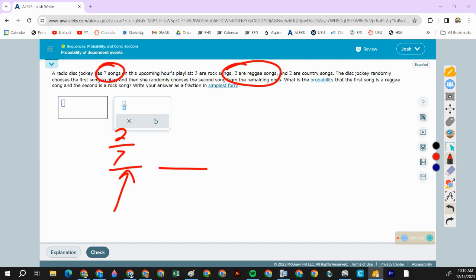Does the selection of song number 1 influence the selection of song number 2? Yes. They're not going to play the same song twice. So for the second song to be a rock song, there are 3 of those, and now instead of 7, we have 6. Multiply that out, 6 over 42, which is 1/7.